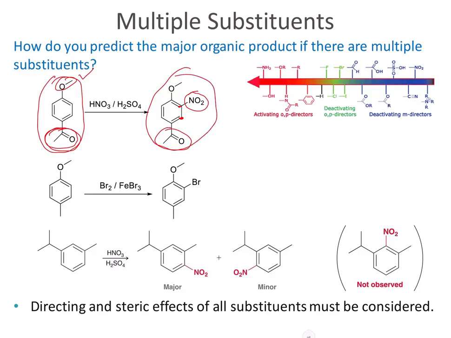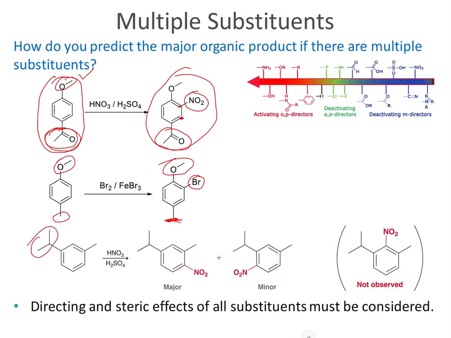What if we have two electron donating groups? Okay, so here we do have the methoxy group and we have the methyl group. We know that the methoxy group is more activating. So therefore, the incoming group is going to be ortho to the more activating group. So the methyl group here is not going to have any influence in the presence of a stronger activating group.